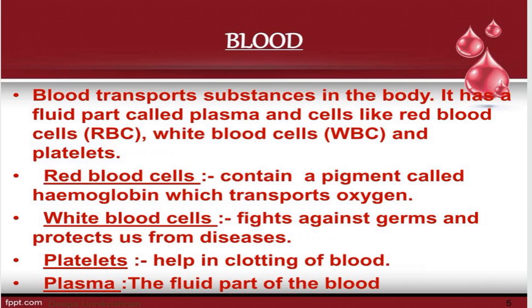Last is platelets. Platelets are made in the bone marrow just like RBC. They are smaller in size and have a lifespan of about 10 days. The main function of platelets is to help in clotting of the blood when we are injured. If blood did not clot, we would bleed to death.